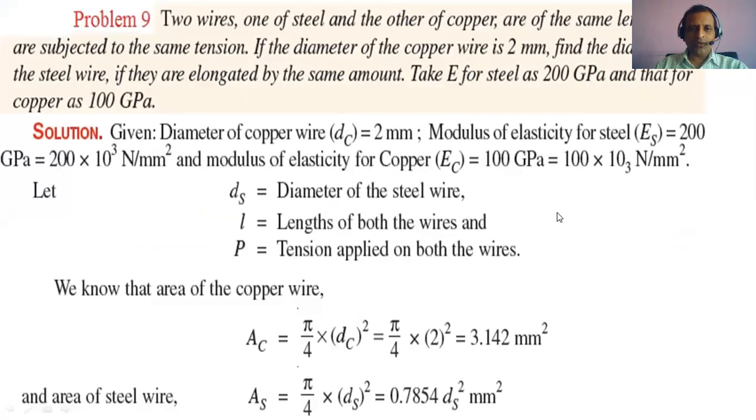Two wires, one of steel and the other of copper, are of the same length and are subjected to the same tension. If the diameter of the copper wire is 2 mm, find the diameter of the steel wire if they are elongated by the same amount. Take E for steel as 200 gigapascal and that for copper as 100 gigapascal, right? So this is the given problem. Once again, read the problem carefully.